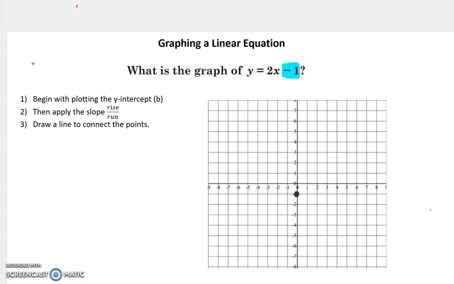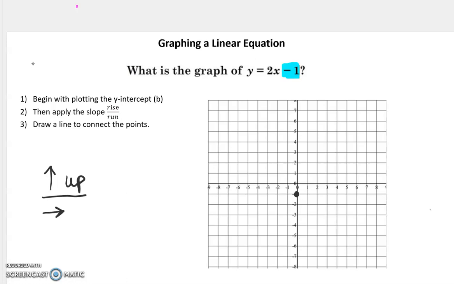The next thing, you're going to apply the slope. Now, you want to look at the slope and ask yourself, is it positive or is it negative? Well, in this case, it's positive. So you're going to count up. You're going to go up. And then your bottom number will go right. Okay, rise up, run right.